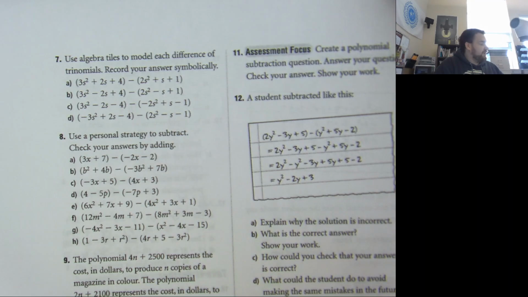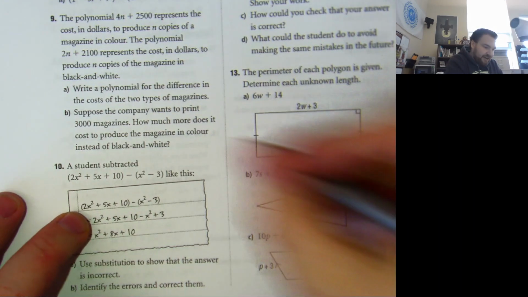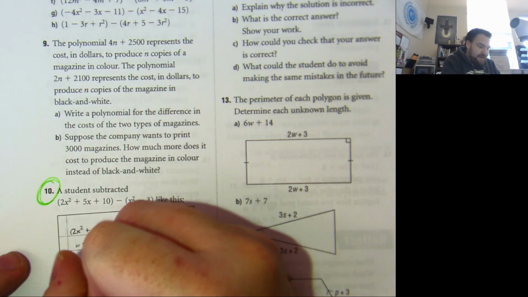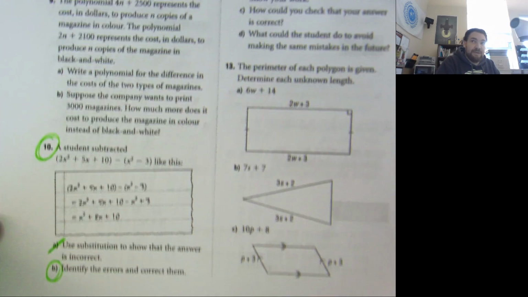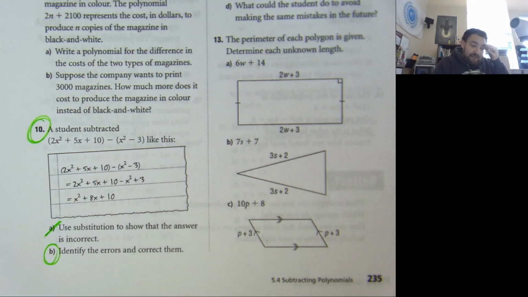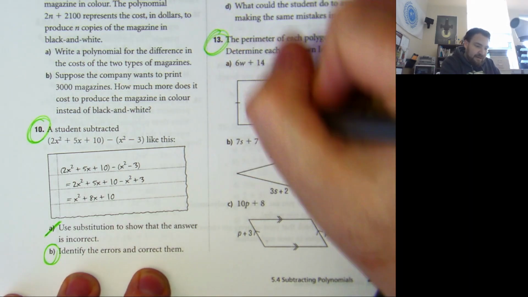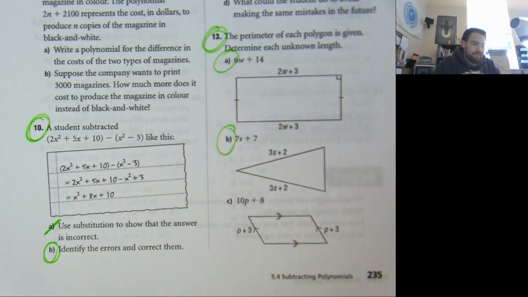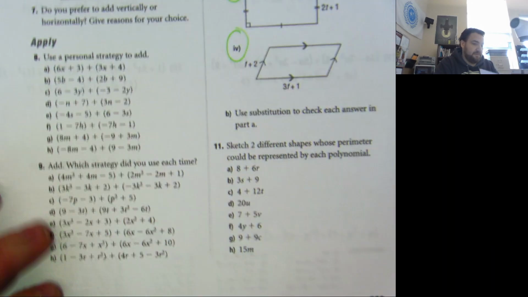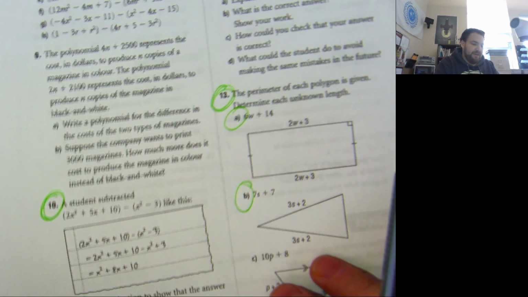I want you to flip the page again. And I want you to look at question number 10 down here. Just B, don't worry about A. So 10B. I would like you to do 12. And I would like you to do 13, A and B. Then you got a half an hour. I believe in you. On your mark, get set, go.